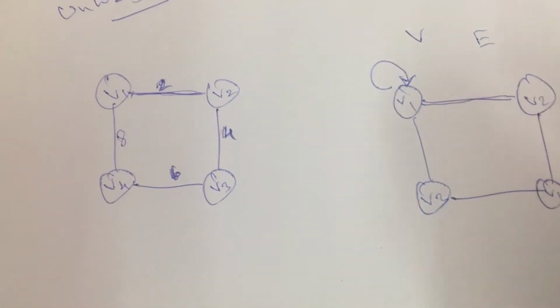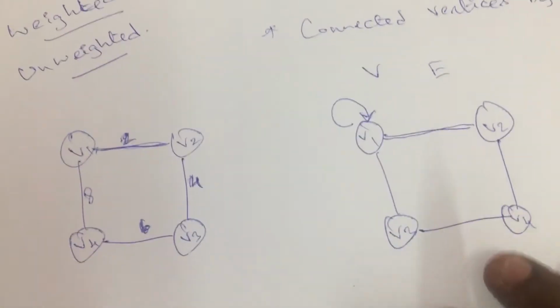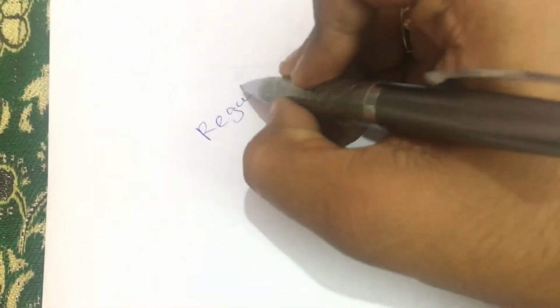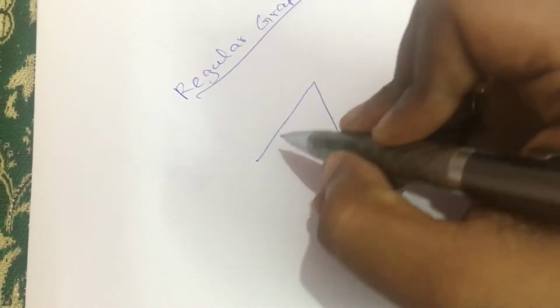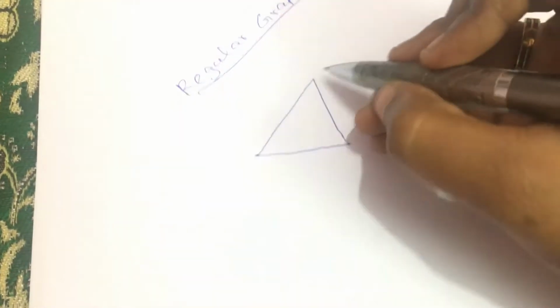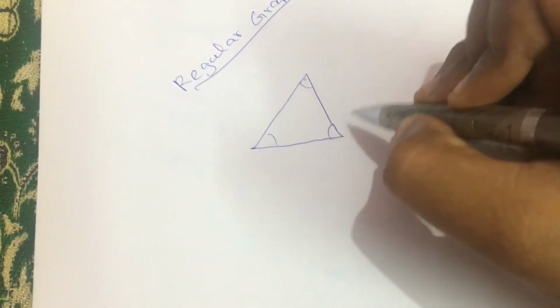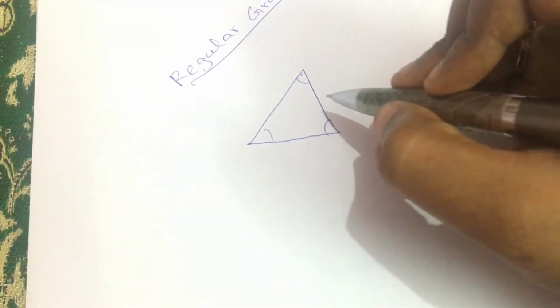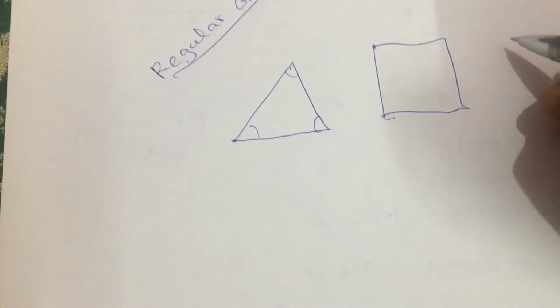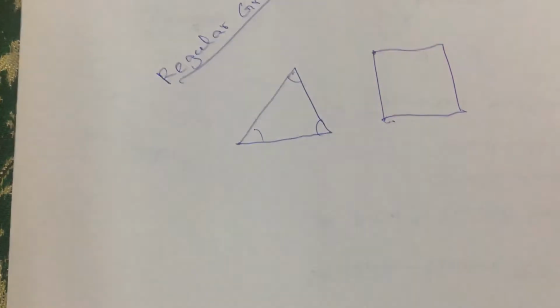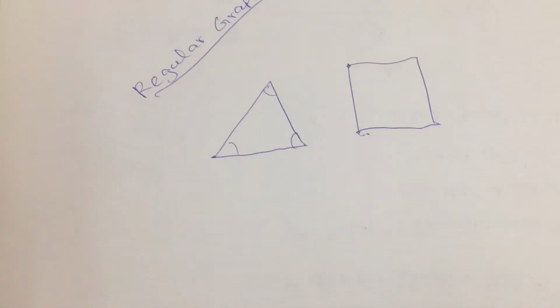So followed by this, we have something called a regular graph. So we have an example of a regular graph, right? So what exactly is a regular graph? A regular graph is nothing but, if I construct a graph, the degree of all vertices is the same, for example if it is a square shape, right? So if it is a square or rectangle, here it will be around 90 degrees, right? So in that case, this is called a regular graph.